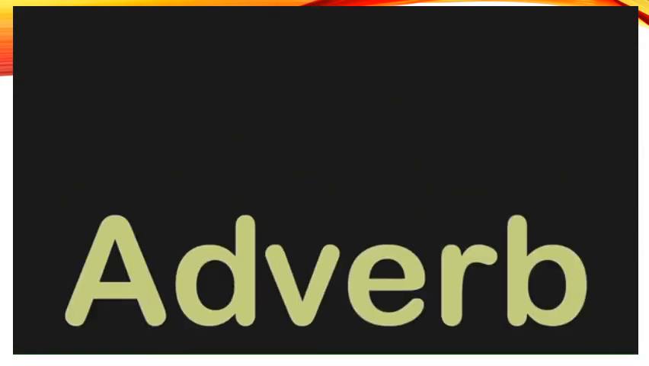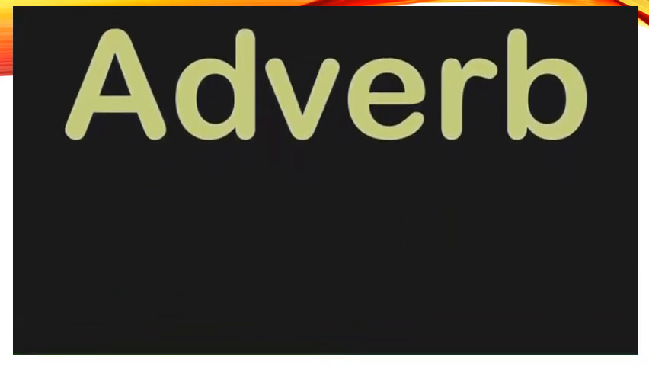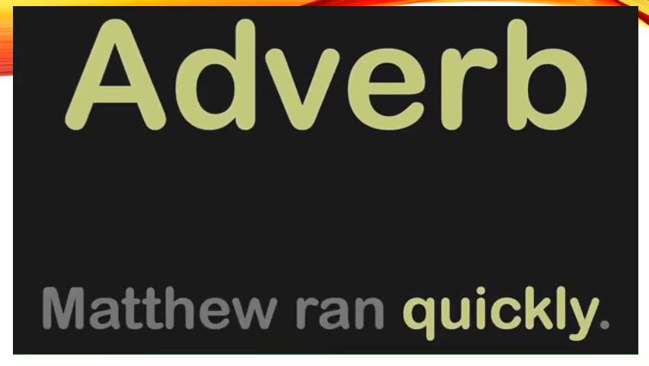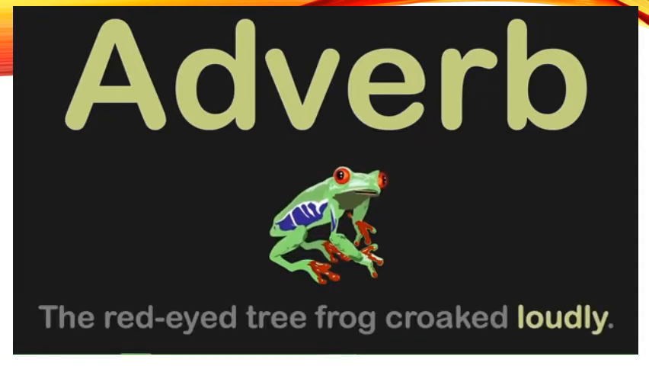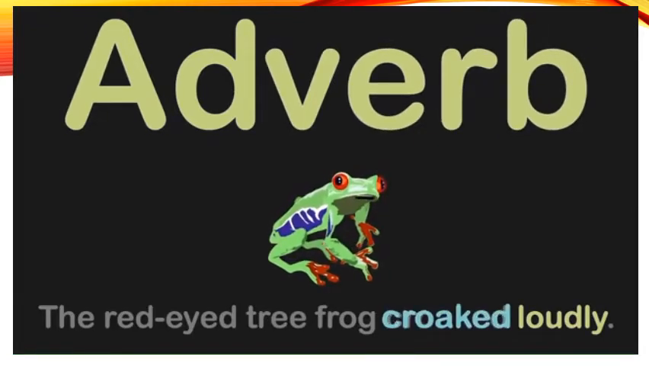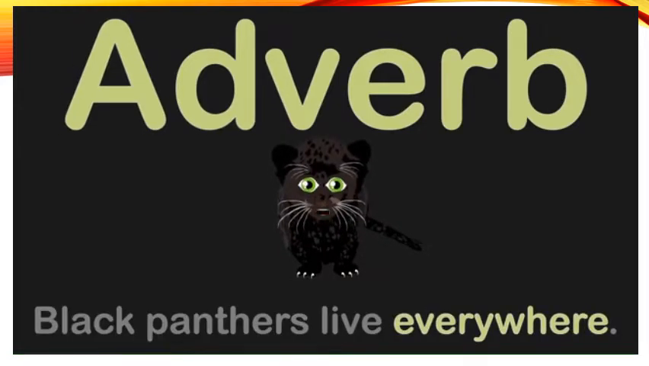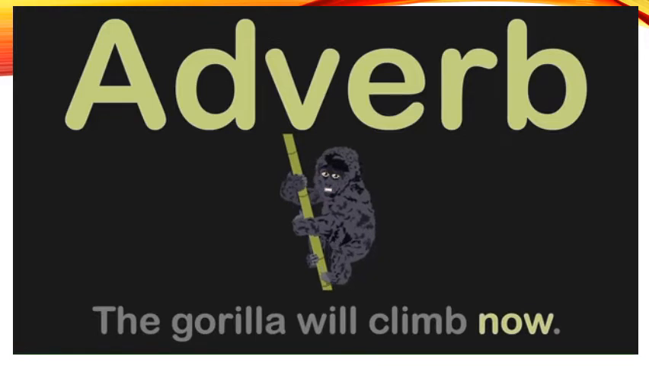Here's how an adverb modifies an action word. Let's look at some examples of how we add to a verb. When I say Matthew ran quickly, quickly is the adverb. It further describes the action ran. We just modified the verb word. When the red-eyed tree frog croaked loudly, loudly is the adverb describing how the frog croaked, you see. If you hear Black Panthers live everywhere, everywhere's the adverb describing where the Black Panthers live. Live being the modified verb. The gorilla will climb now, now being the adverb describing when the gorilla climbs. Climb is the modified verb.